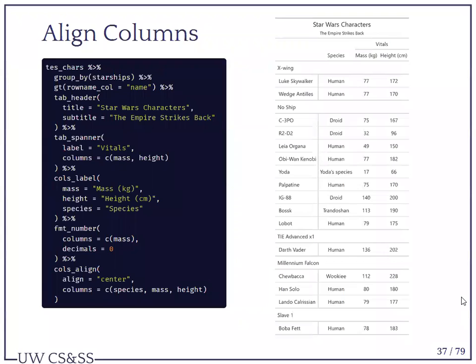You can also align specific columns. So here, using the cols align function, I said align equals center for the columns species, mass, and height. And note that down here, you can still call variable names from your original data set and that these are just labels. So you don't have to type in the space kg. That's already looking so much more legible having these centered.